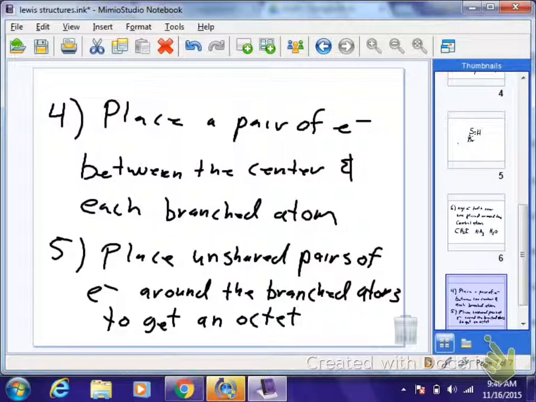Some students like to give the center atom its 8 before the branched atoms get their 8, and it's going to mess you up big time. There's a reason and rhyme to why we do it this way, so that when we get to the final structure and we need to manipulate it and change it around, we can do it. But if you do it out of order, you're going to come up with some wrong answers, and that's not going to make you happy. Okay? So place unshared pairs of electrons around the branched atoms to get an octet.